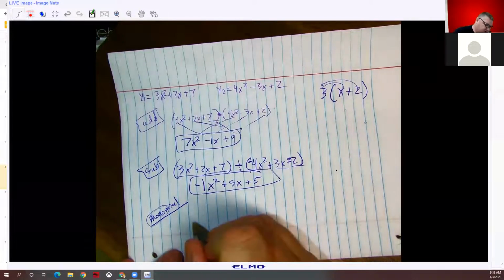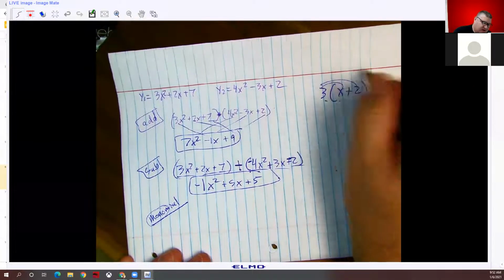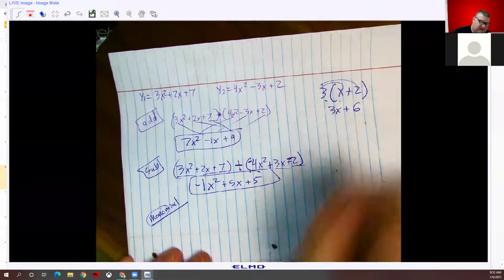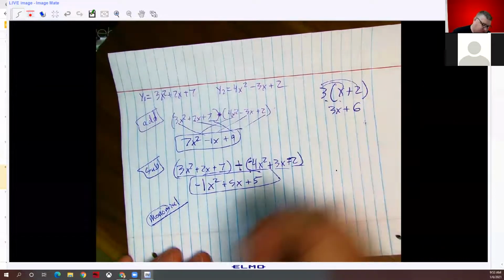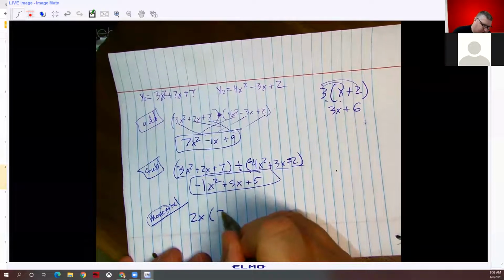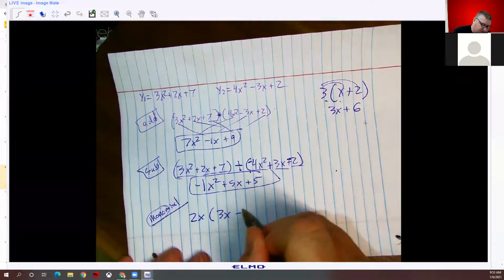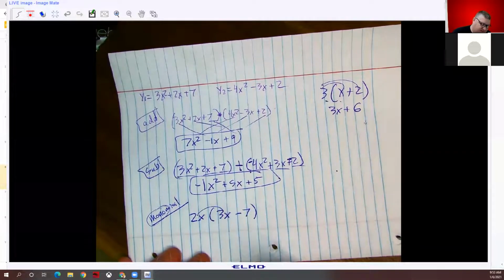Very good. So if I have something like 3 times x plus 2, give it away, 3x plus 6. That's a monomial multiplication. That's a distribution. But I could also do it like this, 2x times 3x minus 7. And so we have this, 2x times 3x.